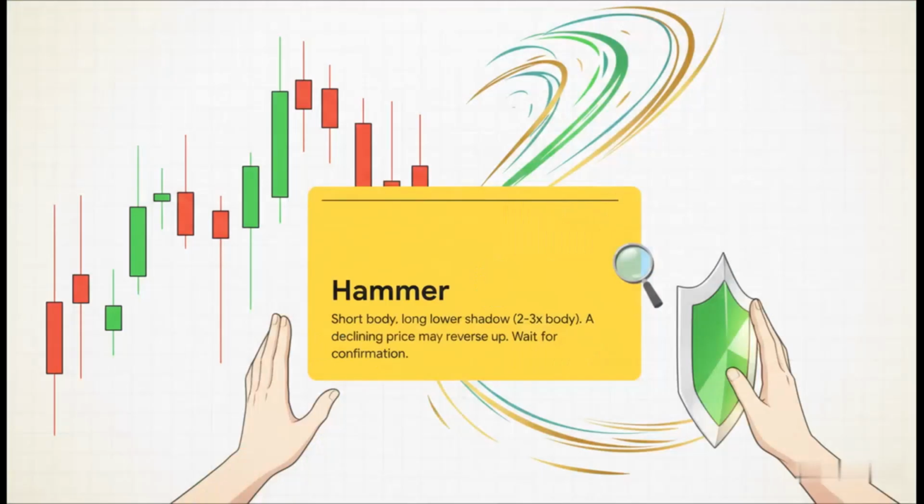Next, we have the hammer. And honestly, it looks just like its name. A small body on top with a really long lower shadow. This candle tells a cool story. It says the sellers tried. They really tried to push the price way, way down. But then the buyers stepped in and fought back like crazy, pushing the price all the way back up. Now, a pro tip: it's always a good idea to wait for the next candle to be green. That's your confirmation that the buyers really won the fight.